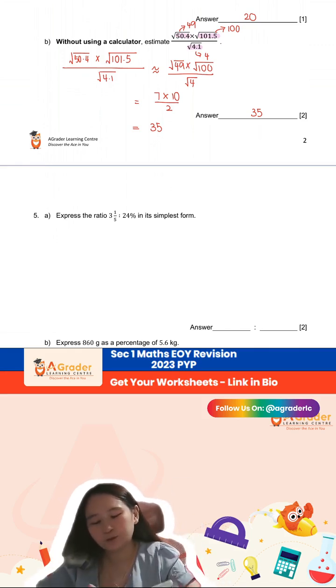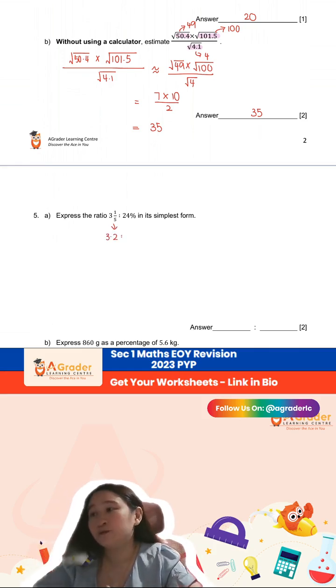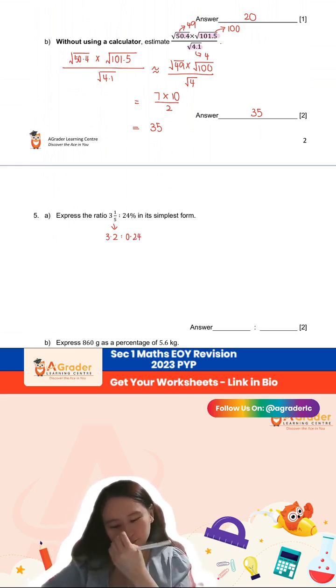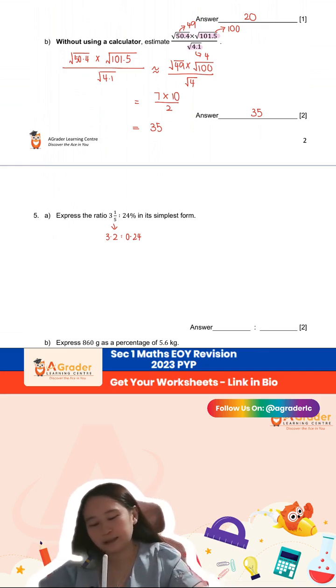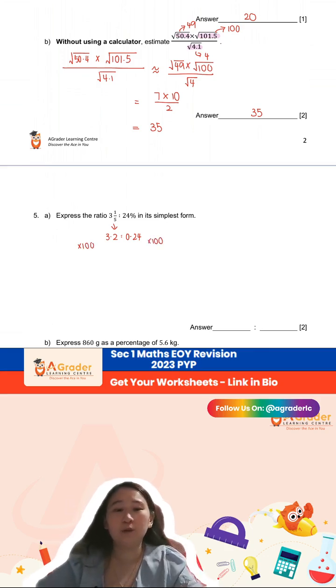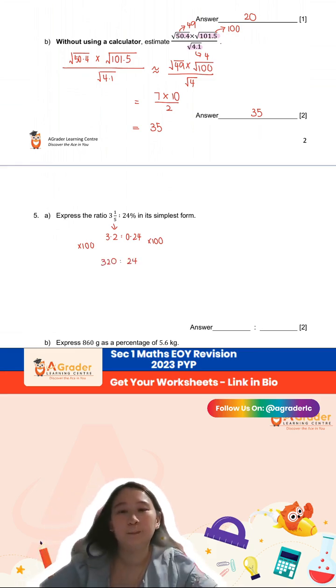So 3 whole 1 over 5 will be 3.2. Then 24%, when you drop the percent, you have to divide by 100. So 24% is 0.24. Okay, so you do not want to deal with decimals, so it'll be easier to multiply by 100 on both sides, such that your 0.24 will no longer be a decimal. So when you times 100, you get 320 is to 24. Yep, 40 is to 3 is correct. Good job.